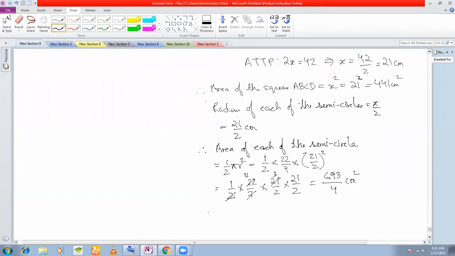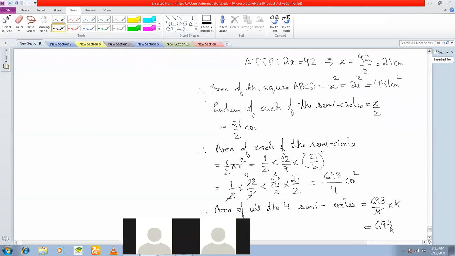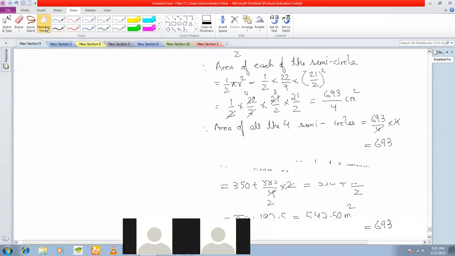So what is the area of all the 4 semicircles? Therefore, area of all the 4 semicircles is equal to 693 by 4 into 4. So clearly these two cancel. So you simply get 693 centimeter square. Okay. Hence, what is the area of the shaded region?